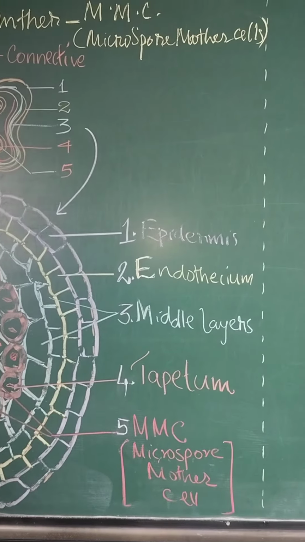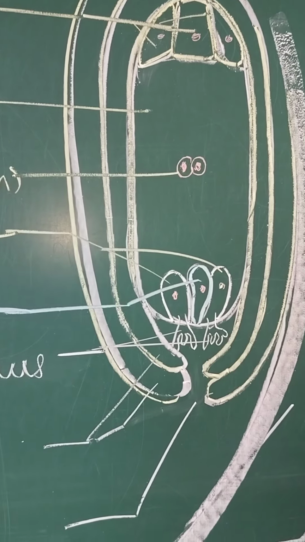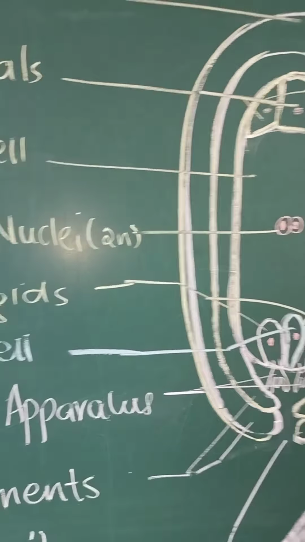Okay, drawing and labeling of the various parts and the functions, starting from the stalk, micropyle, the opening, and the filiform apparatus, finger-like projections in the synergids, the egg cell in the center, and the central cell with the central nuclei, and antipodals on the top with the chalazal end.